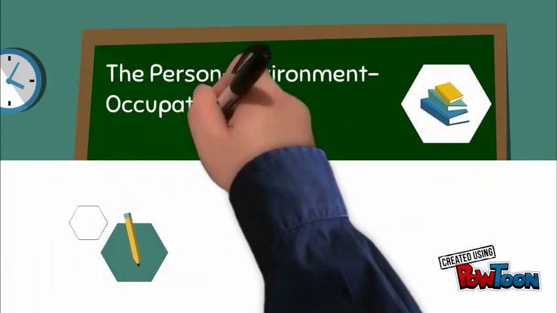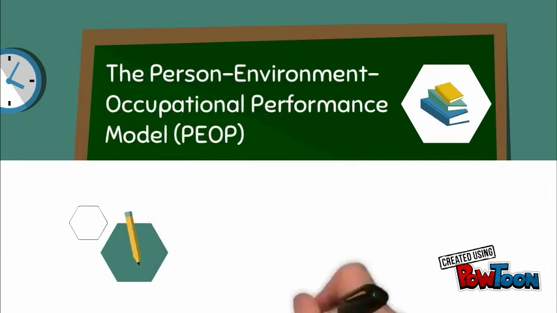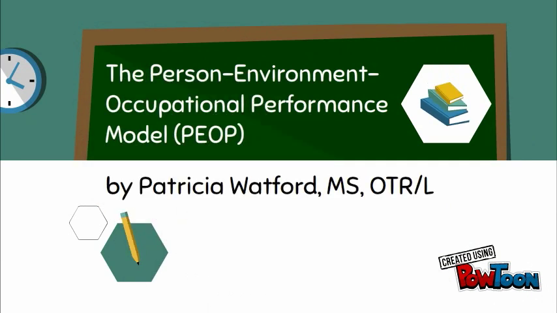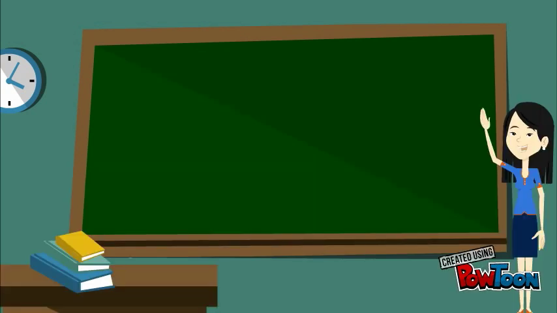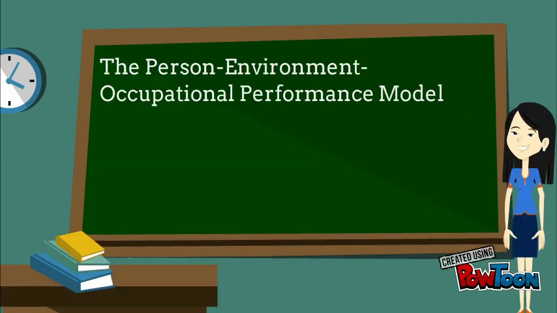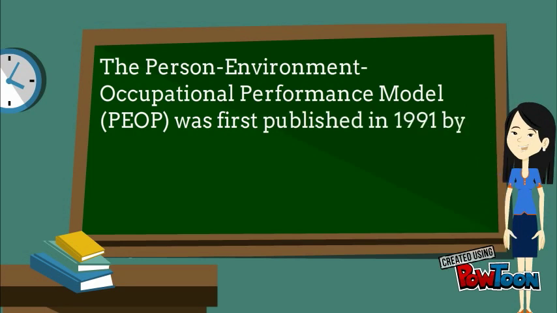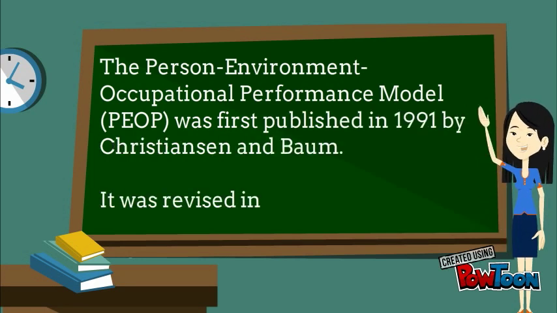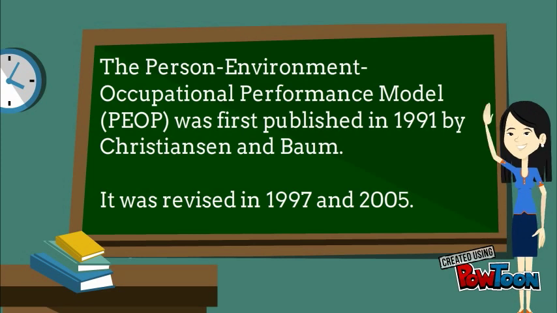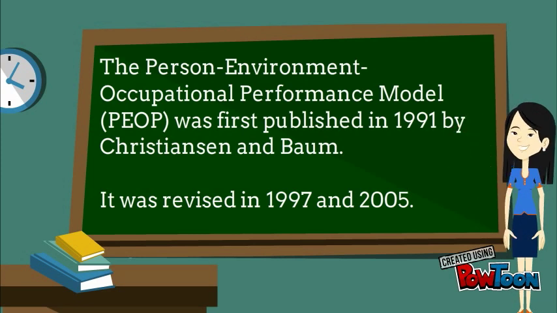The Person, Environment, Occupational Performance Model, also known as the PEOP, by Patricia Watford. The Person, Environment, Occupational Performance Model was first published in 1991 by Christensen and Baum. It was revised in 1997 and 2005.